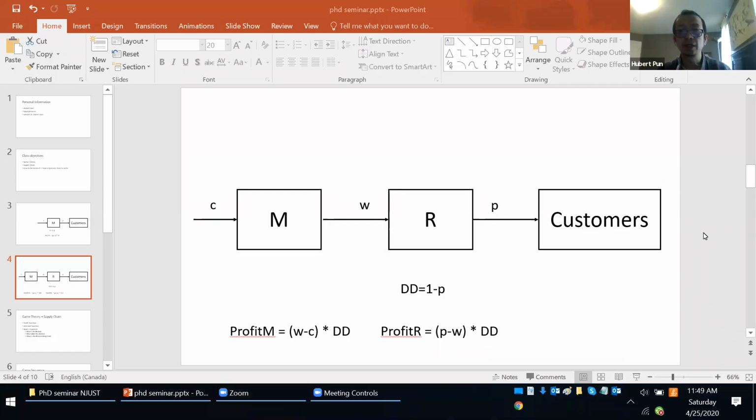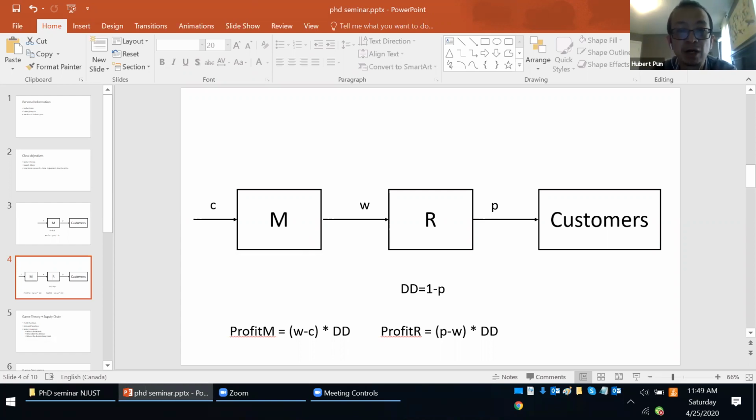Hello. Today I want to teach you a concept about supply chain. So what is a supply chain? Supply chain basically is a manufacturer selling to a retailer to a customer. Actually, in the real world, the supply chain will be more than two tiers.